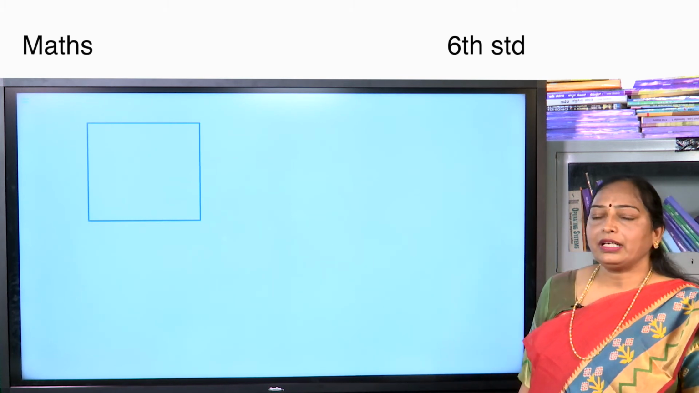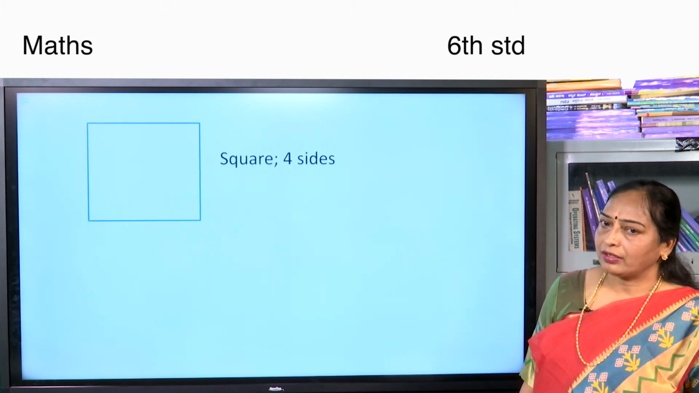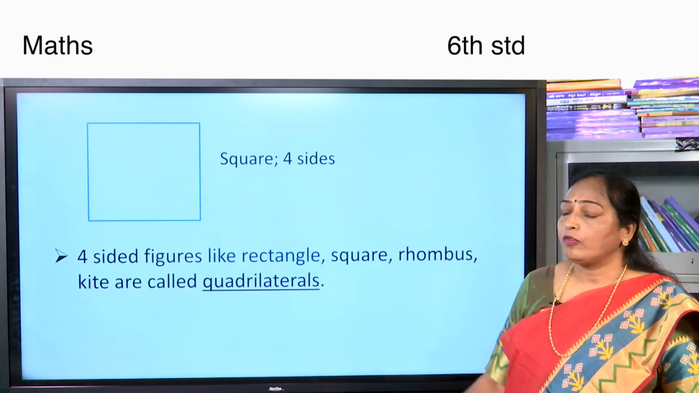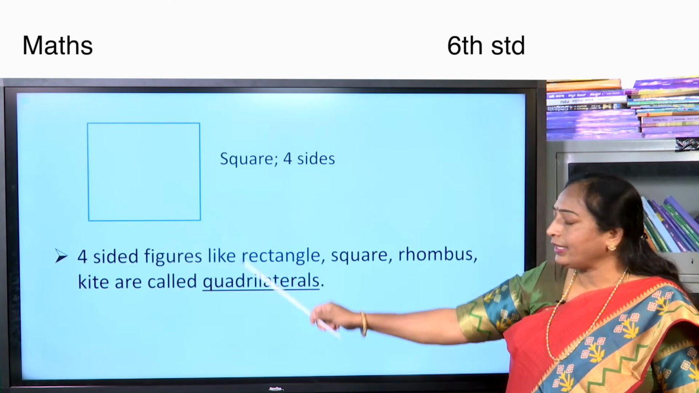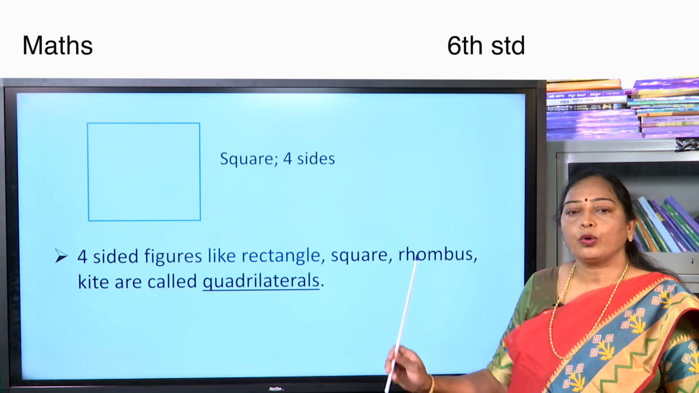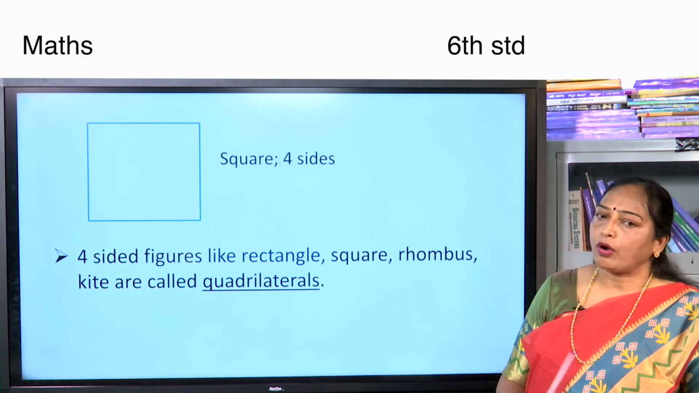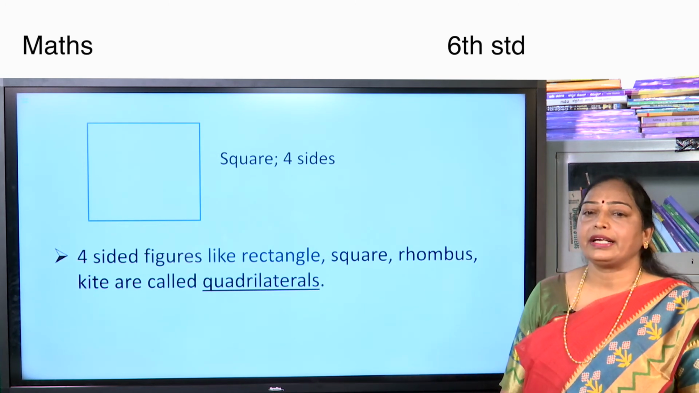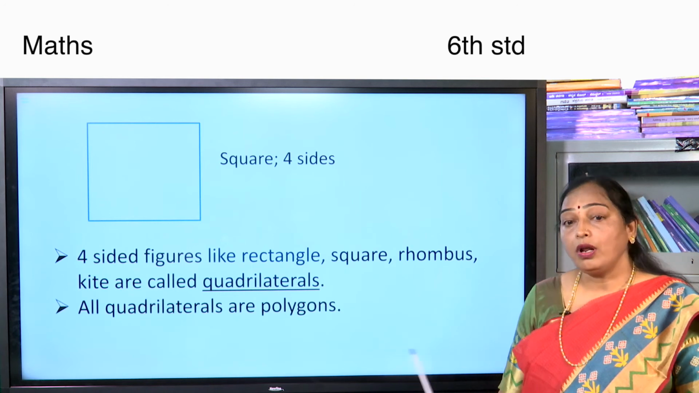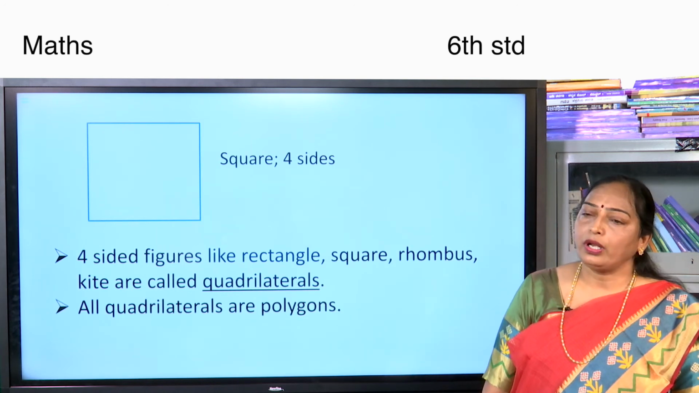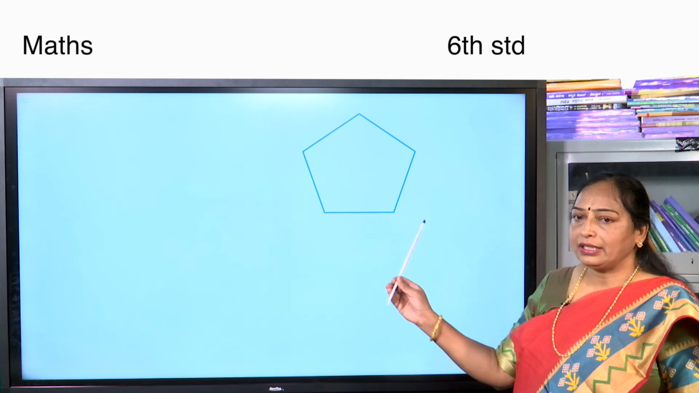Look at this figure. It is a square with 4 sides. 4 sided figures like rectangle, square, rhombus, kite are all called quadrilaterals. All quadrilaterals are polygons.